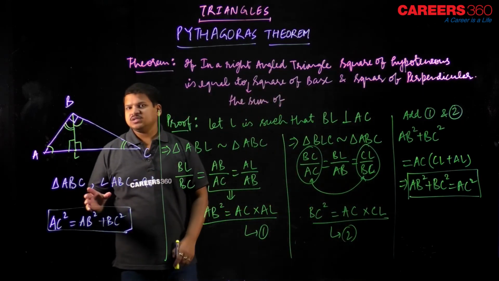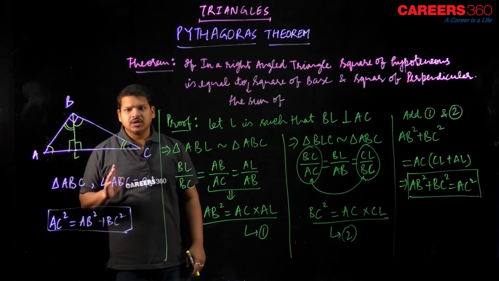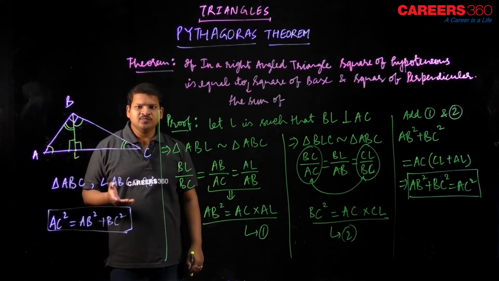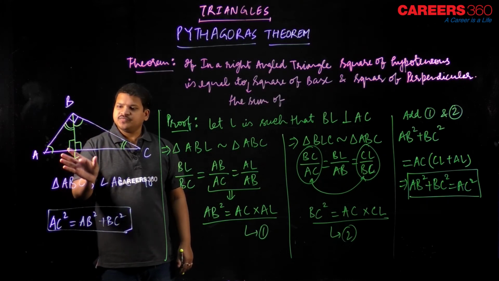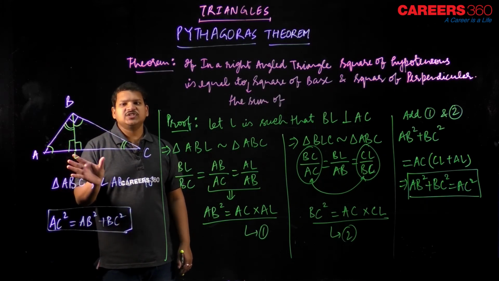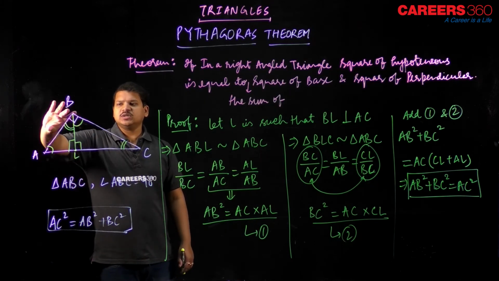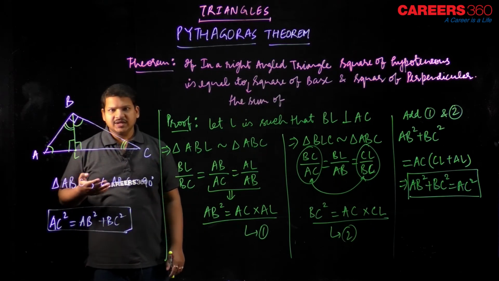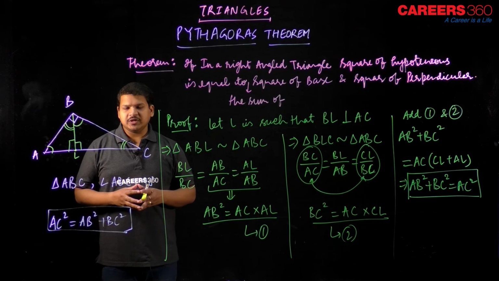I hope it is making sense to you, and that is how we have proved the Pythagoras theorem. Now here is one notable thing, that the converse of the Pythagoras theorem is also true. That is, if in a triangle the square of the hypotenuse is equal to the sum of the squares of the other two sides, then that will be a right angle triangle. So I hope this is making sense to you, and that was all about the theorem of Pythagoras.